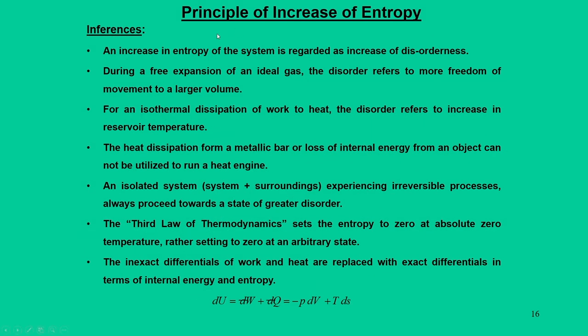So, ultimately we can summarize with the following inferences: an increase in the entropy of the system is regarded as an increase in the disorderness. By disorderness we mean for a particular thermodynamic process. For example, the disorderness during a free expansion process of an ideal gas means more freedom of movement to a larger volume. The disorderness for an isothermal dissipation of waste heat means an increase in the reservoir temperature.